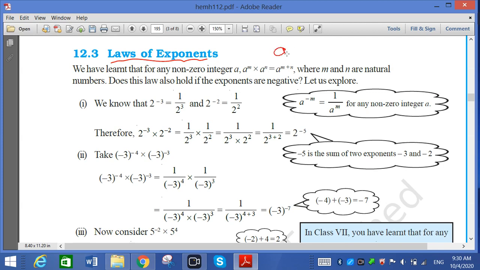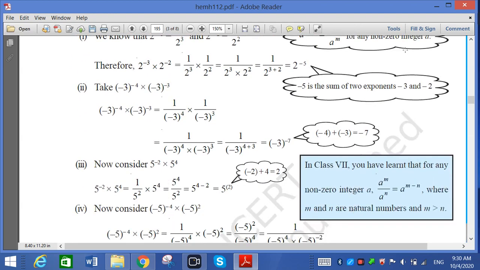If I write a to the power m multiplied by a to the power n, then I have to write a to the power m plus n. Now let us see one example. Already in 9th standard we have learned about it. So here, minus 3 to the power 4 is there, and minus 3 to the power minus 3 and minus 4.